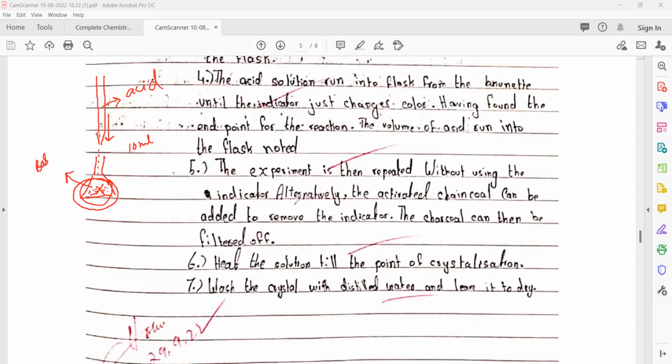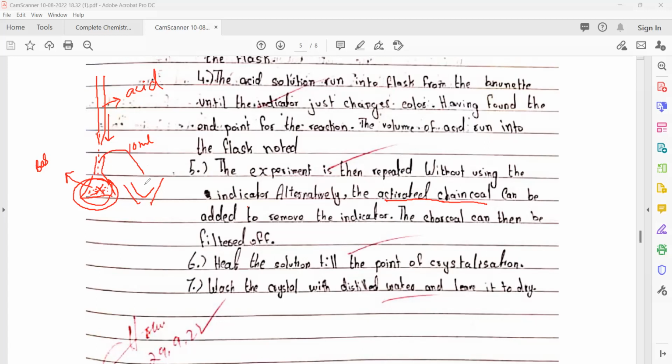then it is repeated without the indicator. Alternatively, activated charcoal can be added to remove the indicator. So this is also a chemical that you need to add, that is going to remove the indicator from the solution. The charcoal can then be filtered off. Whatever you add, it will take all the indicator, and after that you can use it like this.